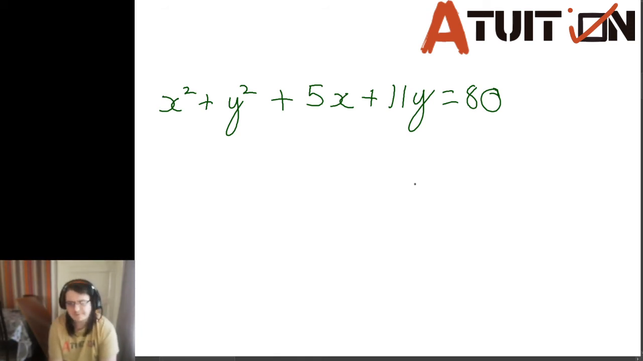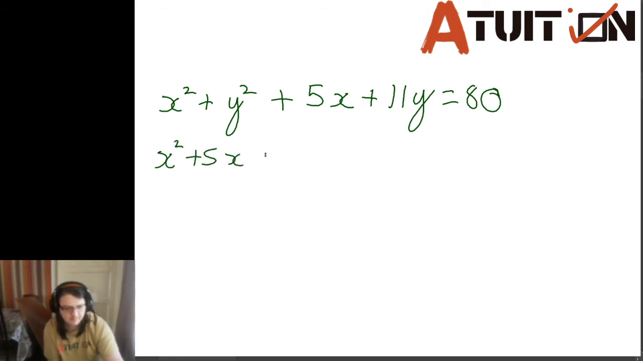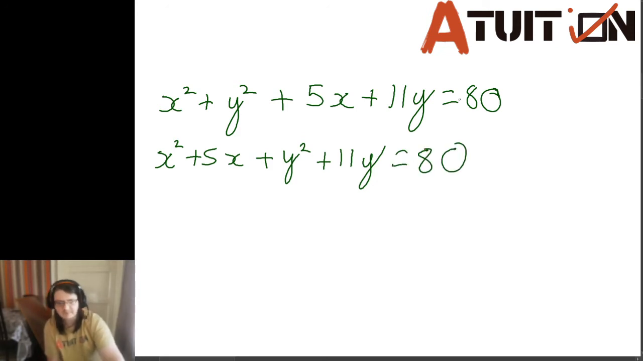So it's not in a very nice format for us to find the coordinates of the centre of the circle or the radius of the circle. But we can change that by completing the square. So first of all, let's put the x's together and the y's together. So if we say x squared plus 5x plus, and then the y's, so y squared plus 11y equals 80.